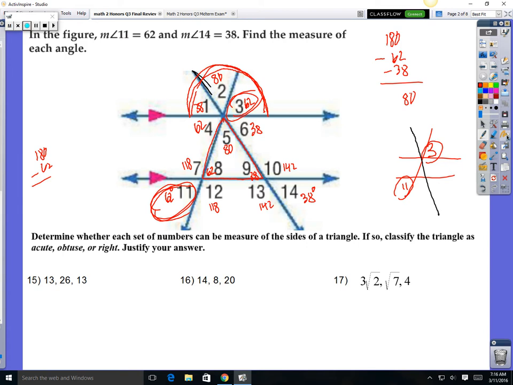Okay, number 15. If I give you 3 sides, you got to tell me, can it make a triangle, yes or no? If it can, what does it make? Does it make a 90, an obtuse, or an acute?